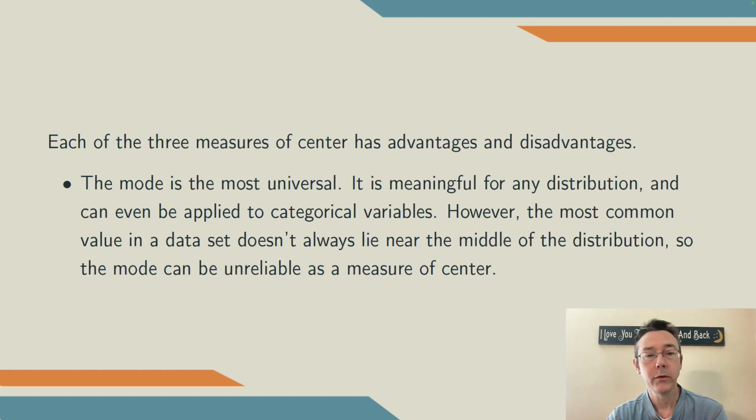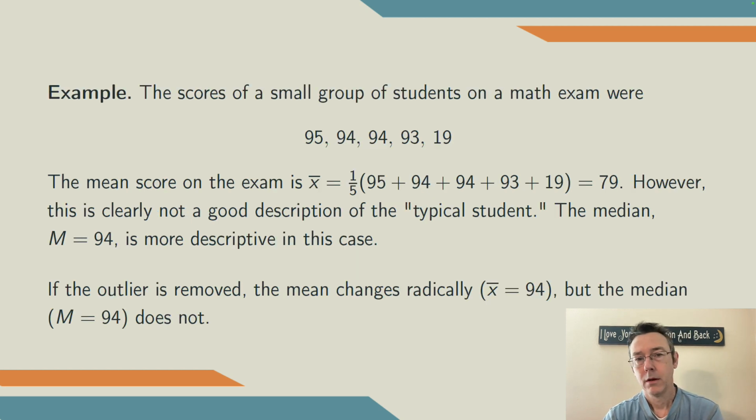Finally, the mode is the most universal, and it's meaningful for any distribution, even one where we're talking about categorical variables. However, the most common value in a data set often doesn't lie near the middle of the distribution, so the mode is unreliable as a measure of center. It's also something that we don't typically use for statistical inference. One final example to wrap up this video.